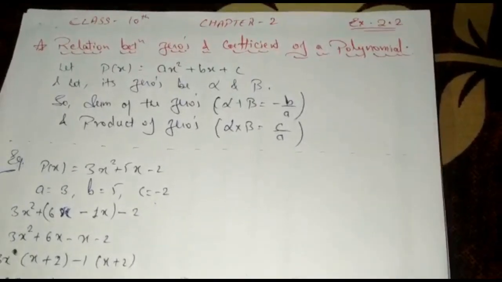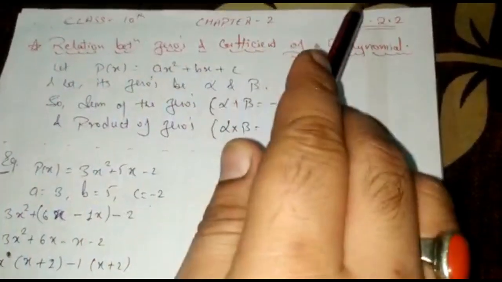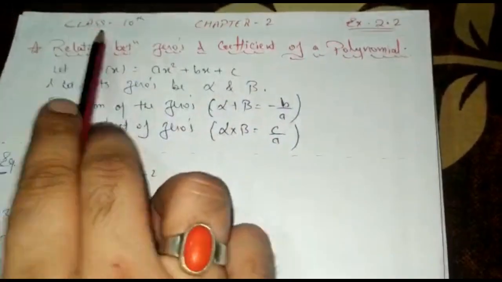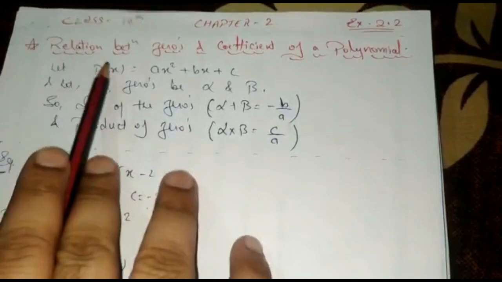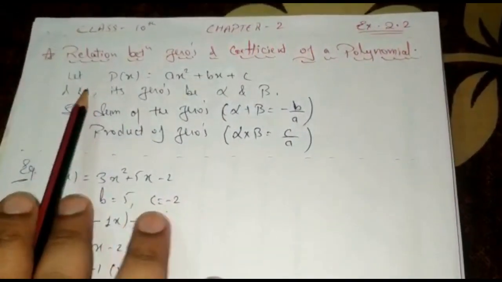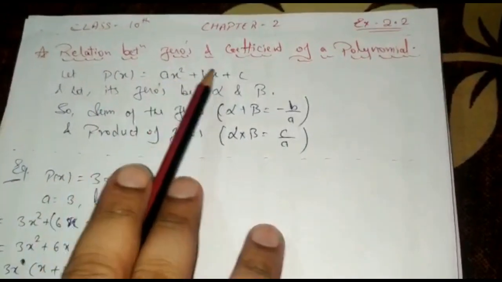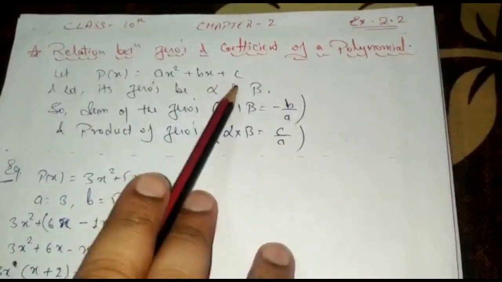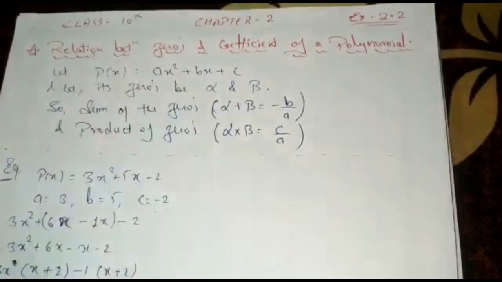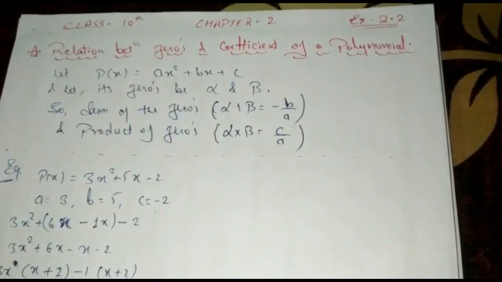Hello students, today we are discussing the concept as well as the questions of exercise 2.2 of chapter 10 of class 10th: relation between zeros and coefficients of a polynomial. Suppose a polynomial p(x) is given, that is ax square plus bx plus c. In this exercise we have a polynomial whose degree is 2, that means the highest power of the variable is 2.